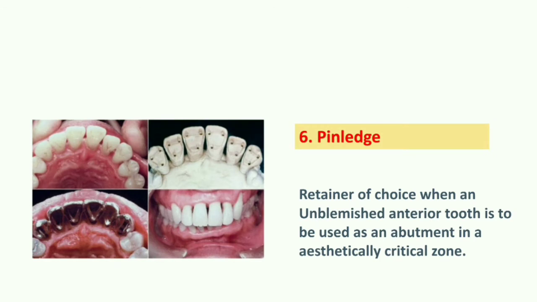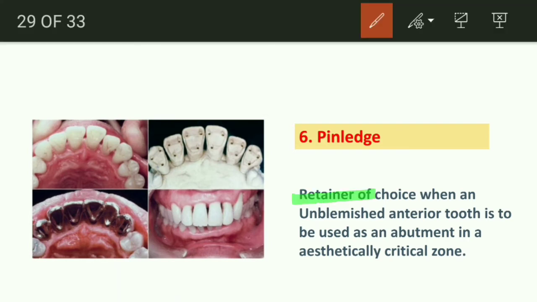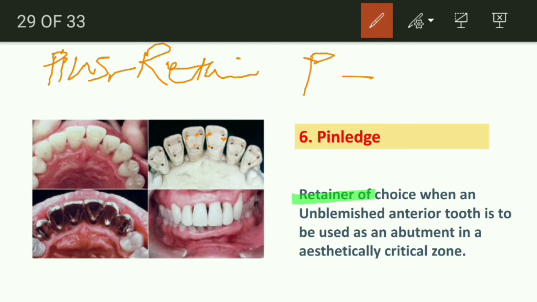Now the seventh one is Pinledge retainer. It is the retainer of choice when an unblemished anterior tooth is to be used as an abutment in the aesthetically critical zone. That is, if we are preparing an anterior tooth where we need aesthetics, then we can give this Pinledge retainer. Basically this type of retainer is bonded by mechanical bond. Here we prepare ledges on the teeth, and there will be pins on the retainers. These pins and ledges form a mechanical bond which helps in the retention of this type of Pinledge retainer.